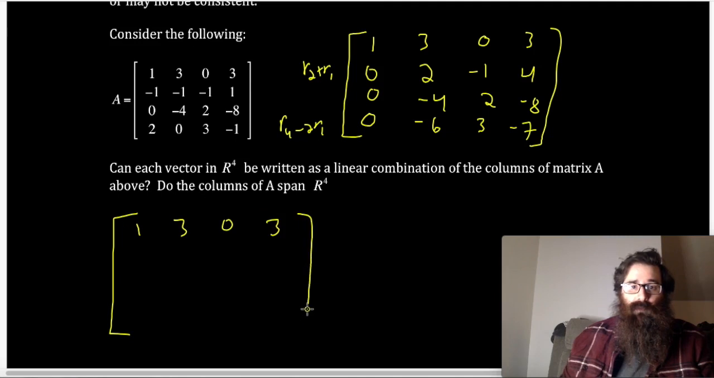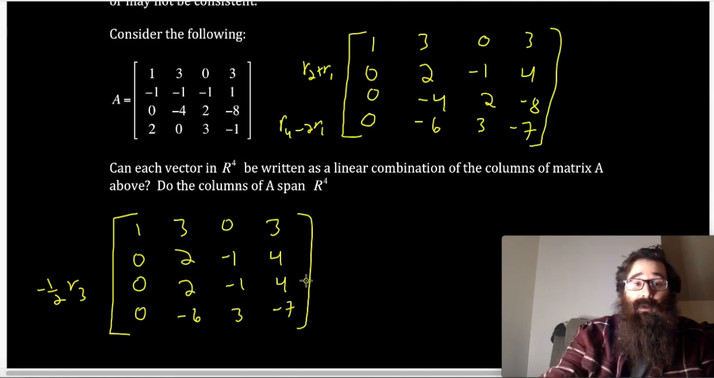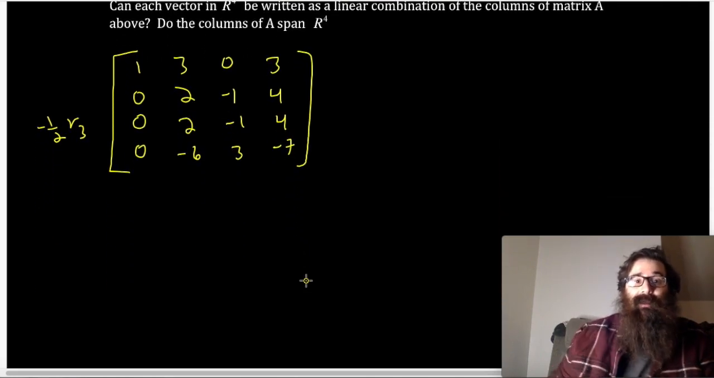So rewrite row 1, rewrite row 2. Row 3, I'm going to divide everything by a negative 1/2, so we'll do negative 1/2 row 3. So flipping the sign and cutting in half, I get 0, positive 2, negative 1, positive 4. Does that look familiar? I'm just going to rewrite row 4.